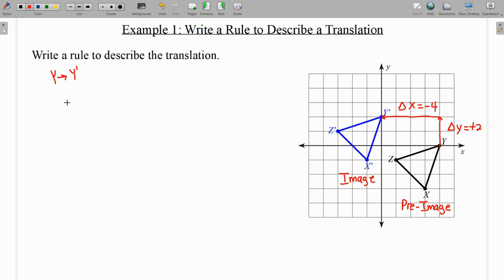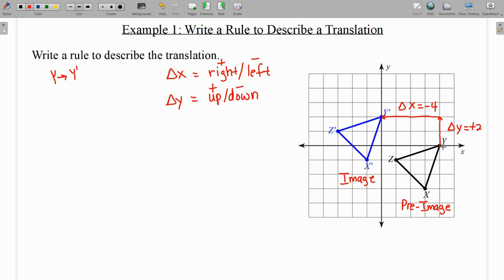Now, one thing to note is that a change in x represents a right or left movement. So when you go right, that's going to be a positive change, and when you go left, that's going to be negative. When you have a change in y, that's typically going to be our up and down movement. The up is going to be our positive and the down is going to be our negative.